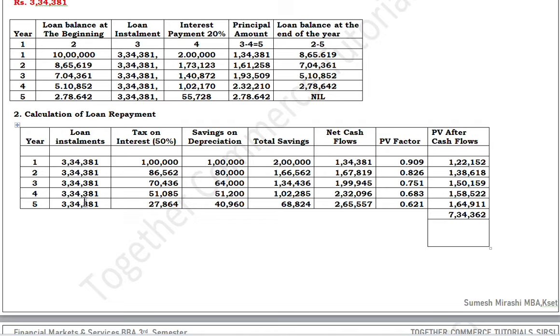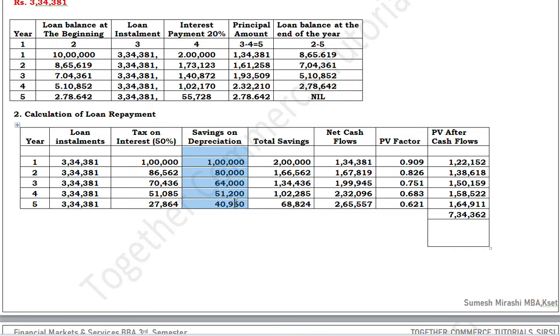The third column will be tax on interest. In the previous table, you'll see the interest column. For this column, from 2 lakh to 55,728, you should put 50% for all these values, because there is a tax in this problem which is 50%. So this is to be applied here.